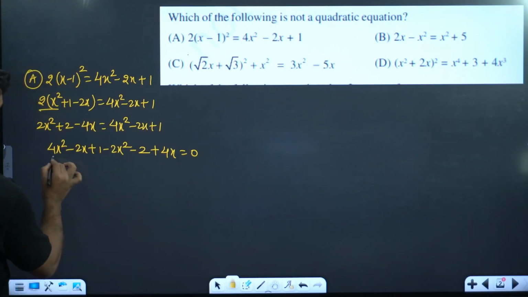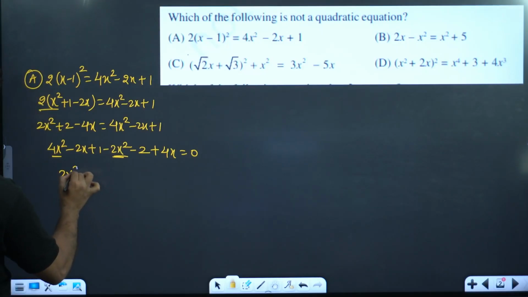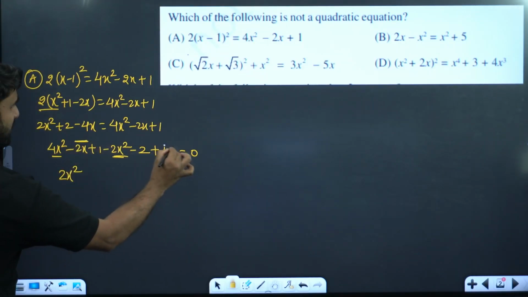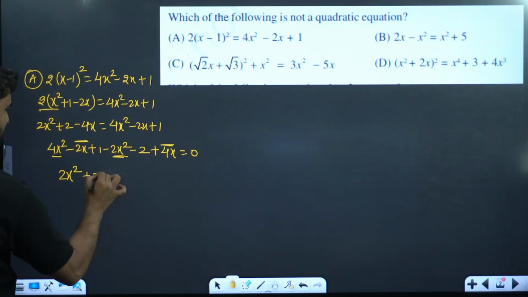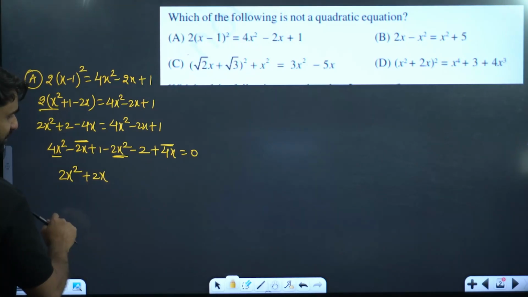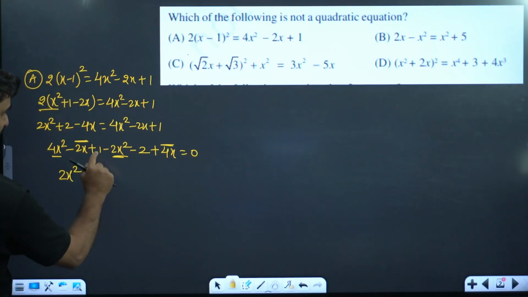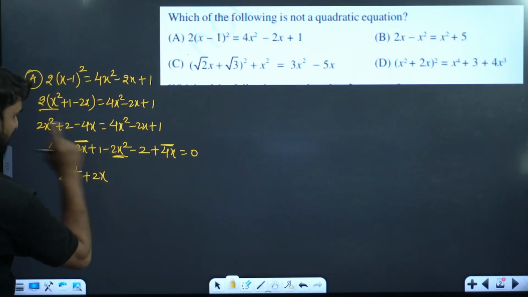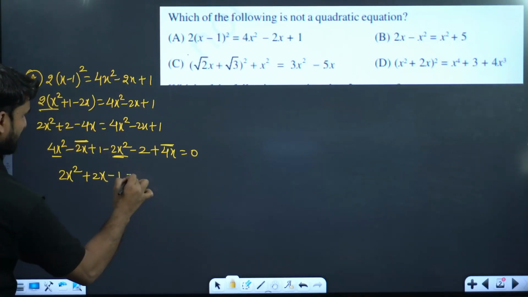Solve this. So these are the like terms. 4x square minus 2x square will be 2x square, minus 2x plus 4x will be plus 2x, because the sign will be positive as this is the greater value. And plus 1 minus 2 will be minus 1, equals 0.